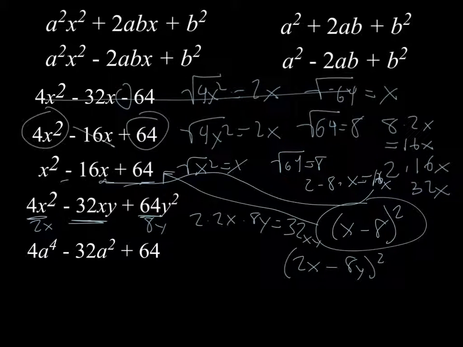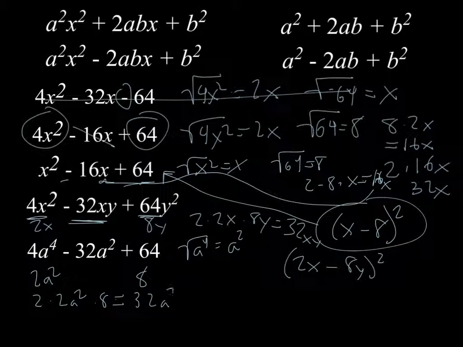All right, looking at the last one here, we have the 64 and the 4 again, but this time you're seeing a to the 4th. Well, notice how the middle here has a squared. Now, this is when you have to remember that the square root of a to the 4th is going to be a squared, because a squared times a squared is a to the 4th. So the square root of the first term is going to give you 2a squared. The square root of the last term is going to give you 8. If you do 2 times 2a squared times 8, you do get 32a squared.